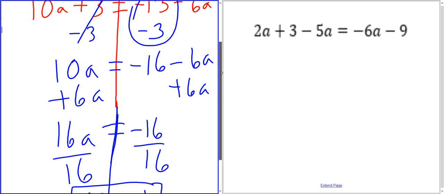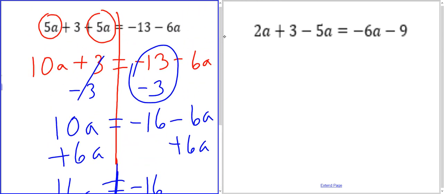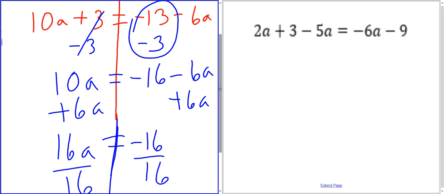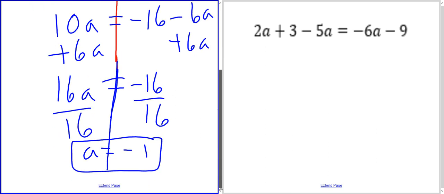So let me go through that process again. So first I combined the like terms, and then I went ahead and solved. So first I subtracted 3 from both sides, and then after I subtracted 3, I simplified. I got 10a equals negative 16 minus 6a. Then I added 6a to both sides. I got 16a equals negative 16, and then divide both sides by 16 to get a equals negative 1.